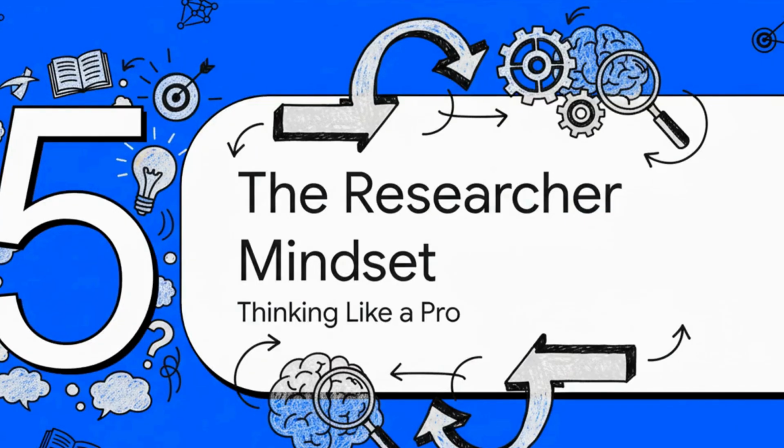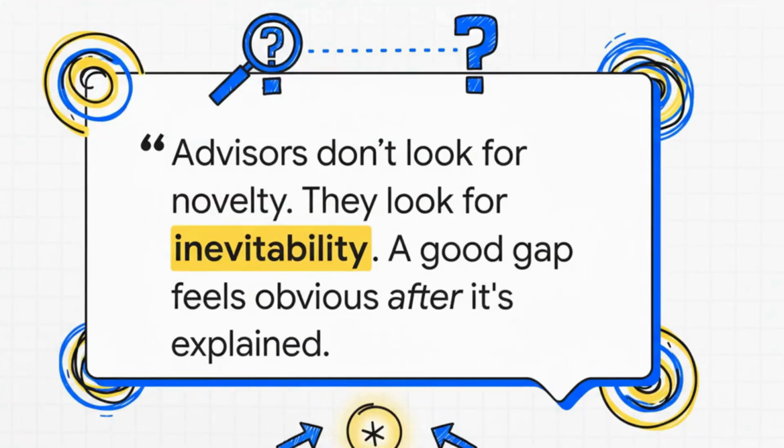So now that you have the tools, let's put it all together. Let's talk about shifting from just using these tactics to actually adopting the mindset of a researcher. This is such a key piece of insider information. Your advisor, your committee, they're not that impressed by some wild, new, novel idea. What really impresses them is inevitability. A great research gap is one that feels completely obvious after you explain the tension it solves. It's not about being obscure, it's about finding that clear, logical next step the whole field has been waiting for.